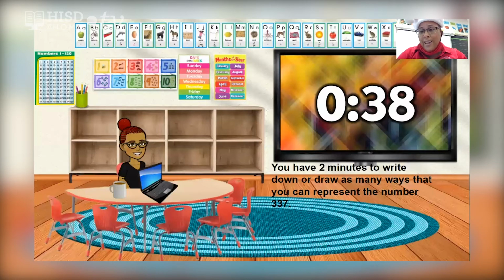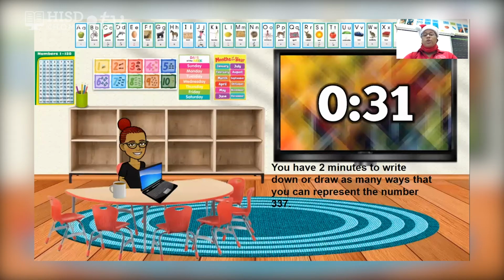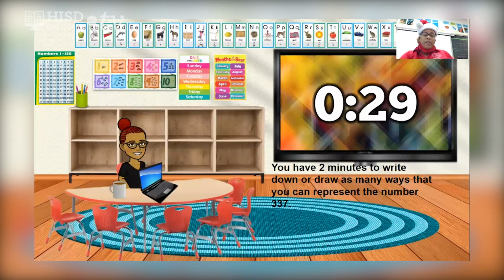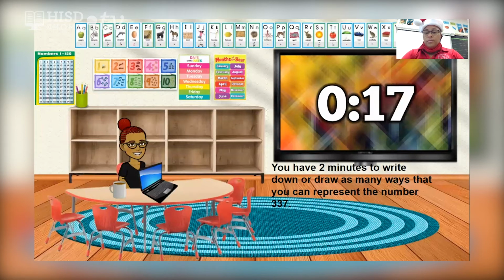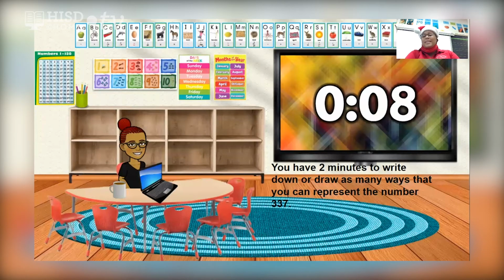You have 40 seconds left. Come up with all the ways you can think of to show the number 337. 20 seconds. Don't stop writing now. Think of just a few more. Only 10 seconds left. You can do it.